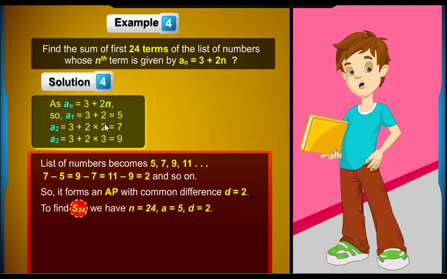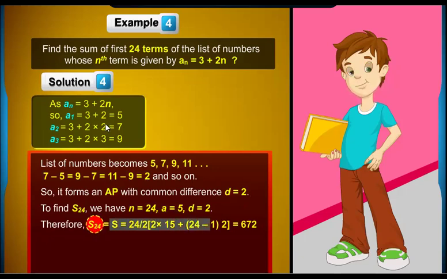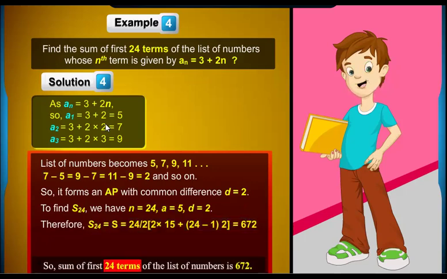To find S24, we have n = 24, a = 5, d = 2. Therefore, S24 = 24/2 [2 × 5 + (24 - 1) × 2] = 672. So the sum of first 24 terms of the list of numbers is 672.